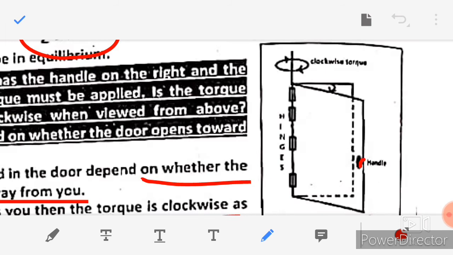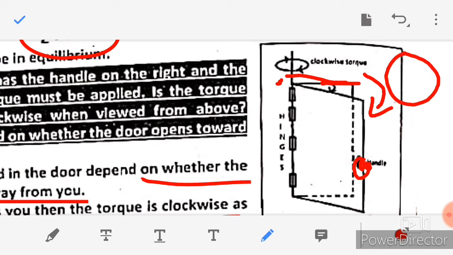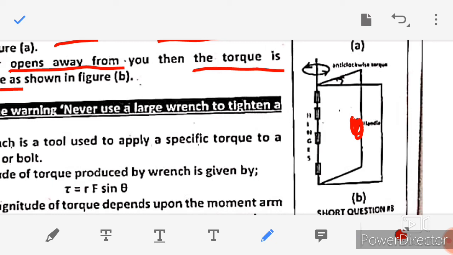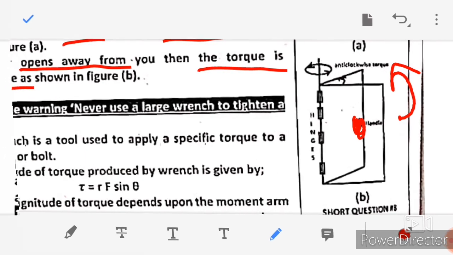From figure A you can see this is the handle here and this is the wall, and when you open the door it moves in this direction and like this. So this is the clockwise direction, when it is opening towards you. In the second figure this is the handle and the door is opening away from you like this. You open it away from you. So it is anti-clockwise or counter-clockwise torque. Now moving towards the next question.